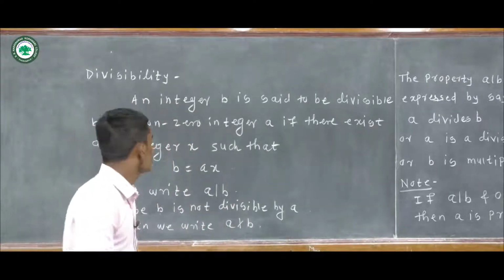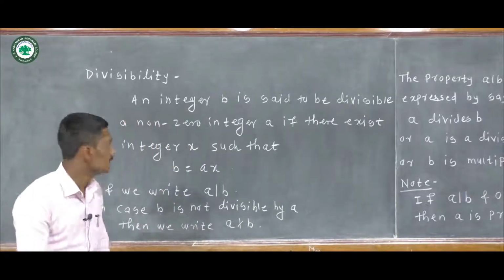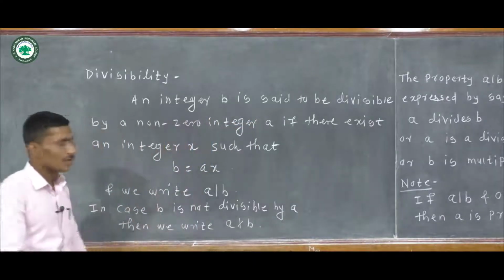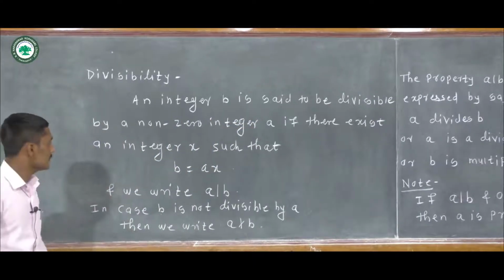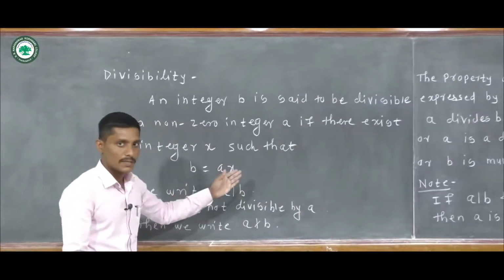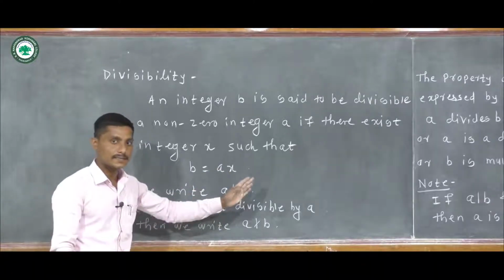Today we will discuss a topic, divisibility. First we see the definition of divisibility. Here an integer b is said to be divisible by a non-zero integer a if there exists an integer x such that b is equal to ax, and this is written as a divides b.